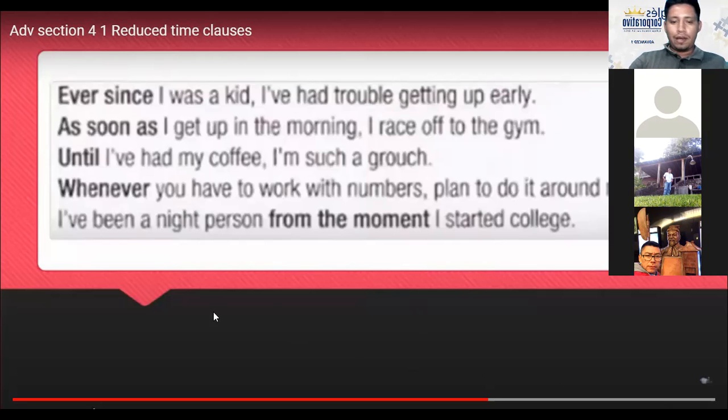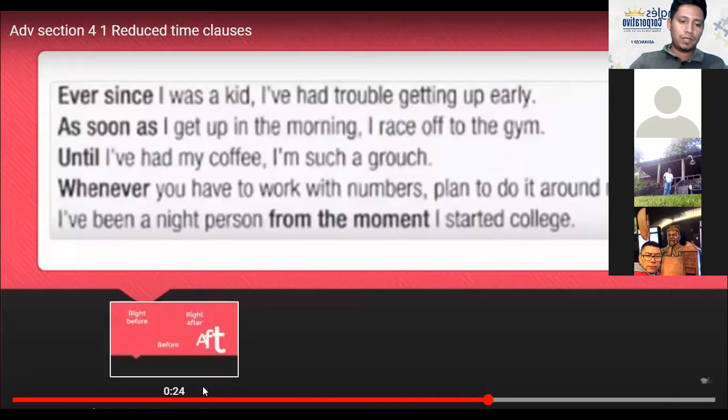What we're going to do right now is an activity where we are going to look for time expressions, and we are going to do a comparison between reduced and non-reduced time clauses. That's what we're going to do. We're going to do a comparison between two sentences, and try to look for a different subject and a different verb that you can work with.